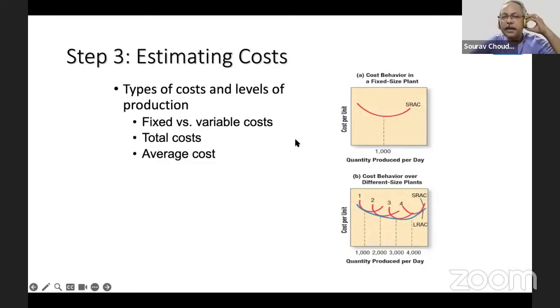Okay, now estimating cost, type of cost and level of production, fixed versus variable cost, total cost, average cost. Okay, so there are a couple of costs which need to be understood now. Very, very importantly, remember one thing: when you are producing something, manufacturing something, the more you manufacture, the cost goes down. The cost behavior in a fixed size plant: the more you manufacture, the cost goes down.